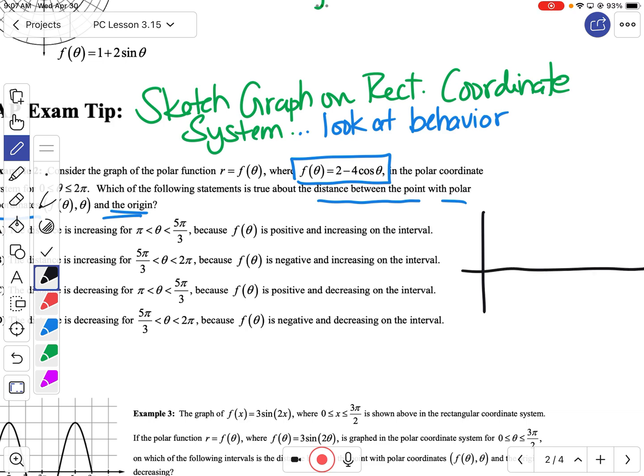Let's talk about what would happen with this cosine function. What's the 2 at the end going to do? It's going to move it up 2. It's going to change my midline. So I know I'm going to go up 2, and that's kind of like my 0 all the way across where we'll graph from. What's the negative 4 going to do? It's going to change my amplitude, and it's going to flip it. It's going to take that cosine function and flip it.